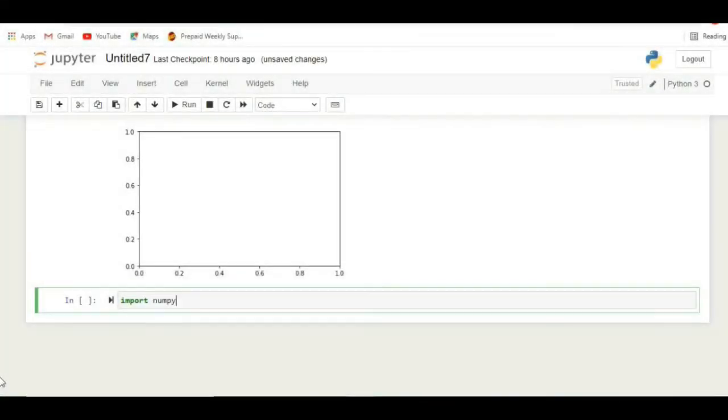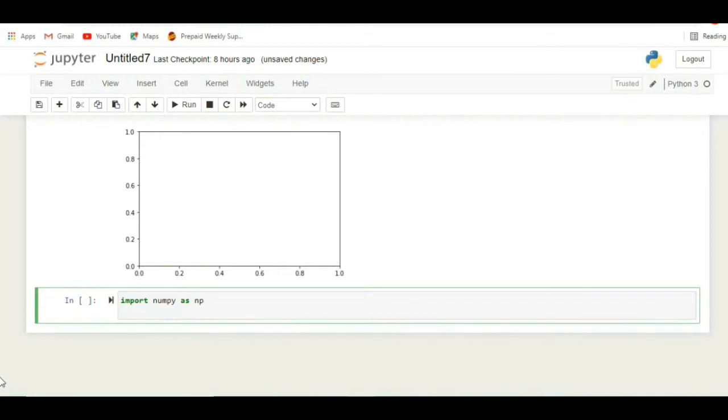So import numpy again as np, import numpy as np, and then import matplotlib.pyplot as plt. Okay.